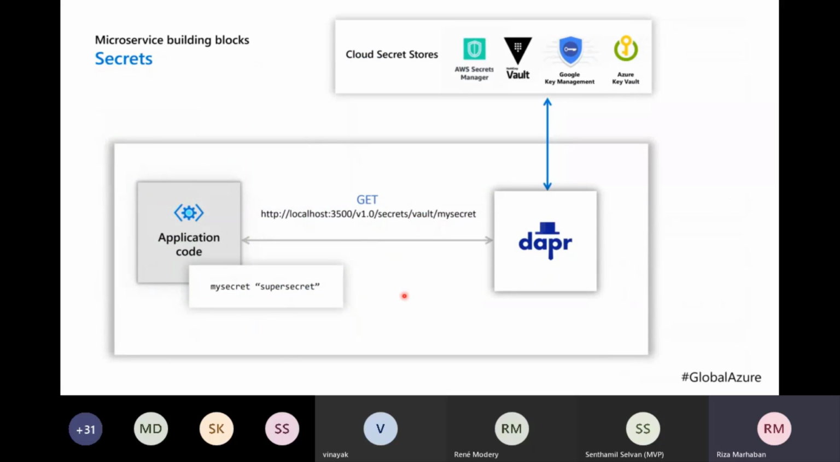And secrets, the last one. For secrets, it's also the same. Just talk to Dapr, and Dapr will take care of this. You just change whatever you want. You want to change this, this, this, no problem. Dapr will talk to it, and you can just communicate.